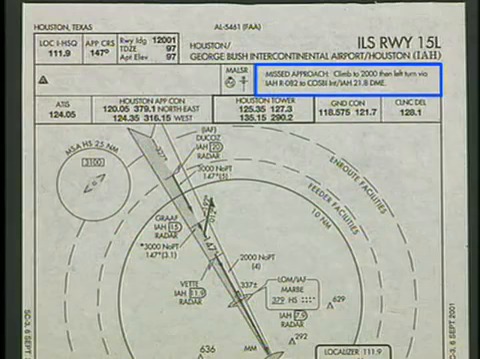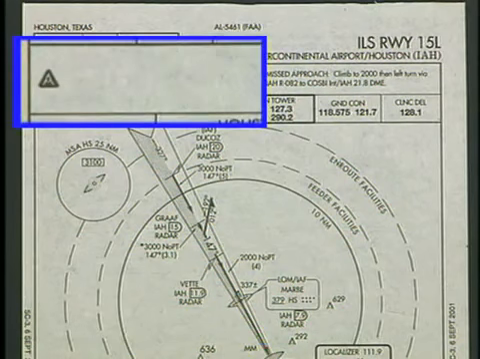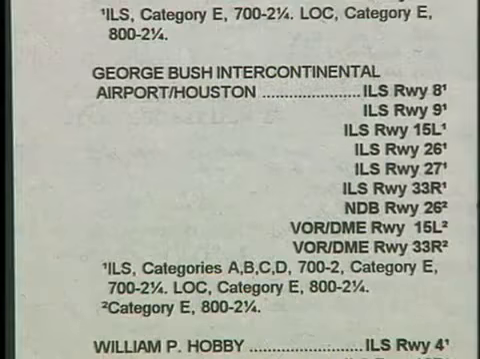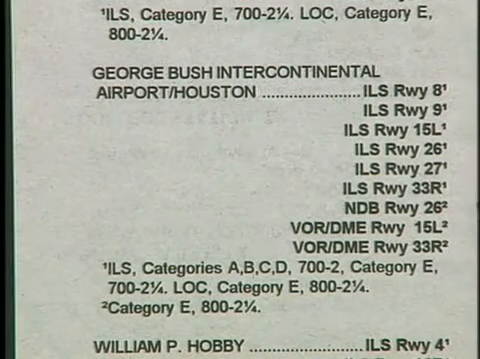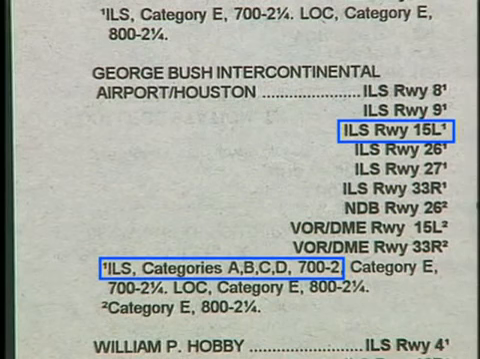The notes section contains special instructions or restrictions for flying the approach. Symbols are also used to indicate non-standard procedures at the airport. For example, the A in this box indicates the alternate minimums are not the standard 602 for precision approaches. Specific details for this airport are listed in the IFR alternate minimums section in the front of the chart booklet. For this airport, the alternate minimums for the ILS runway 15 left approach for categories A through D are 702.